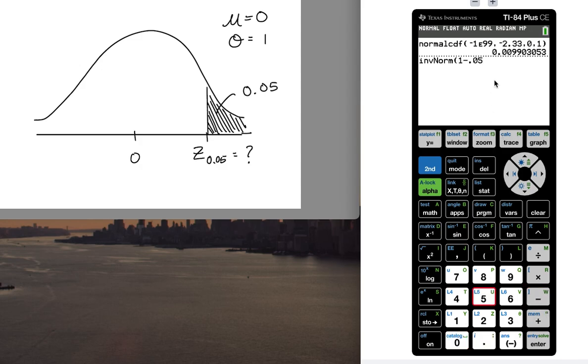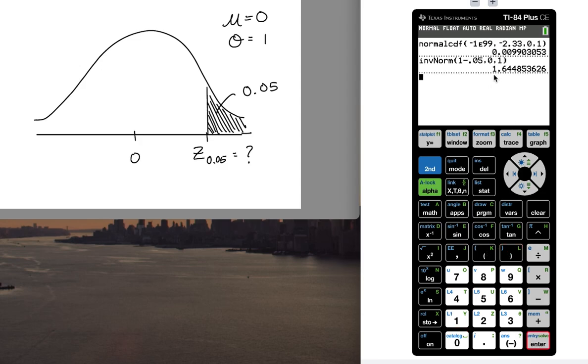Okay, so the first input value that you type in is you always type in the area that is on the left of the value that you're trying to find. Follow this by the comma symbol. And then the next thing that you're going to type in, again, is your mean followed by the standard deviation. So here the mean is 0, so comma, standard deviation is 1, and then close your parentheses and press enter.